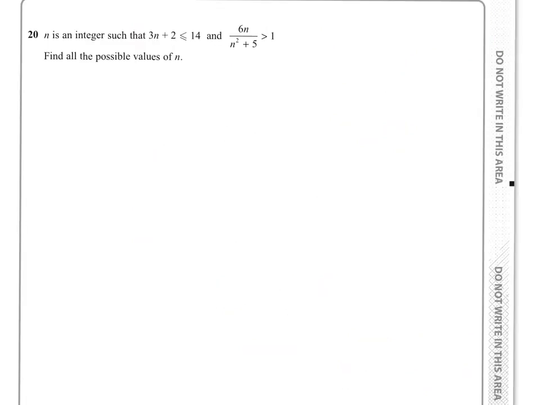Question 20. It says that n is an integer such that 3n plus 2 is less than or equal to 14, and 6n over n squared plus 5 is also greater than 1. So when we've got "and" here, we've got to see some overlap between them both, and then hopefully that will allow us to find the possible values of n. So let's do this one first.